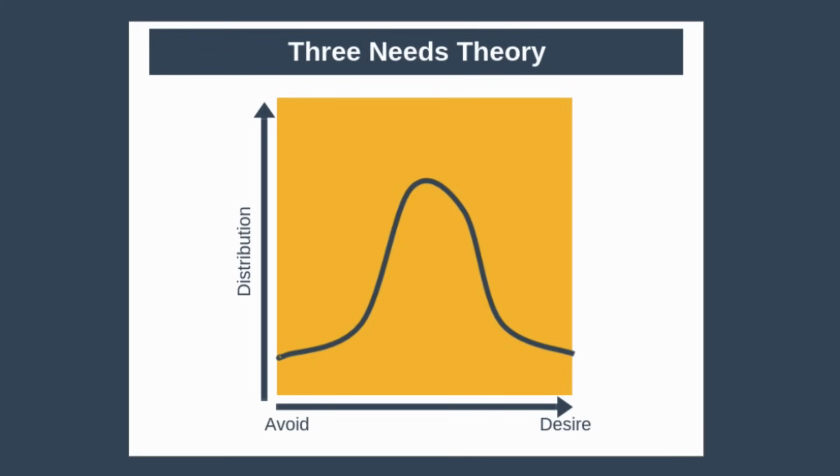Next up is 3 needs theory. And this argues that each of us has 3 needs that exist on a scale. So we have the need for achievement, the need for affiliation, which means collaborating with others with the need to be part of a group, and finally the need for power. Now, managers can use the 3 needs theory to set motivational targets tailored to each of their team.